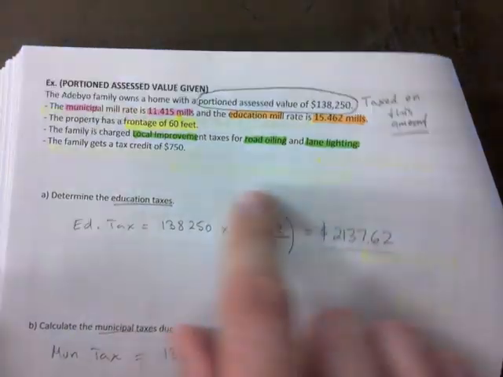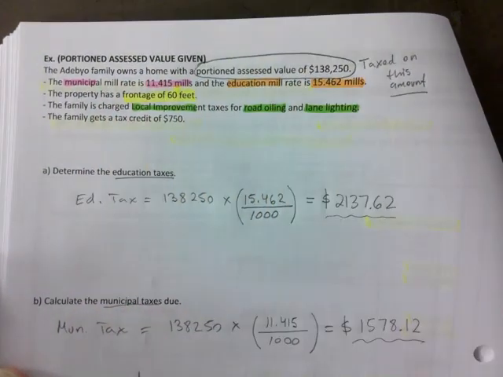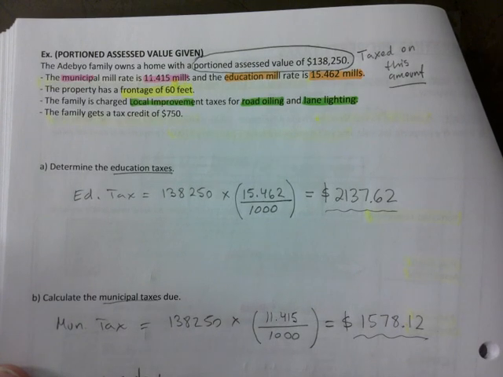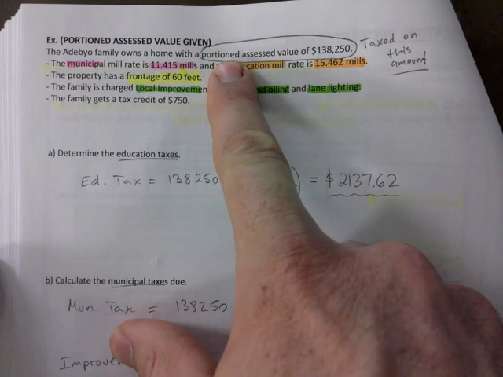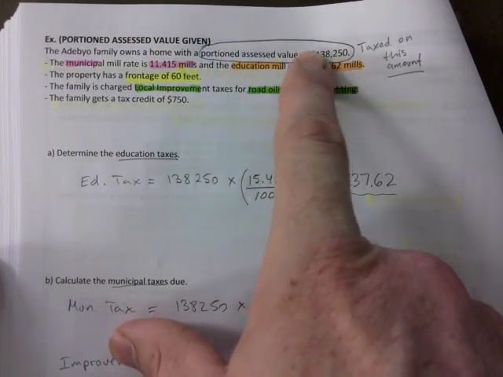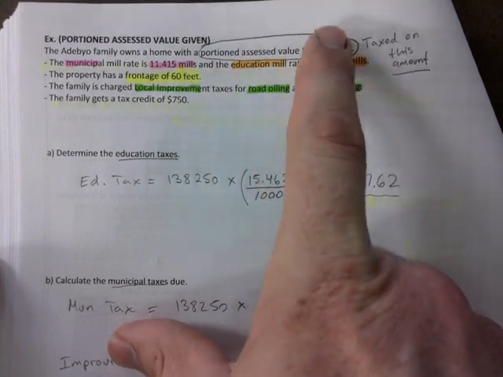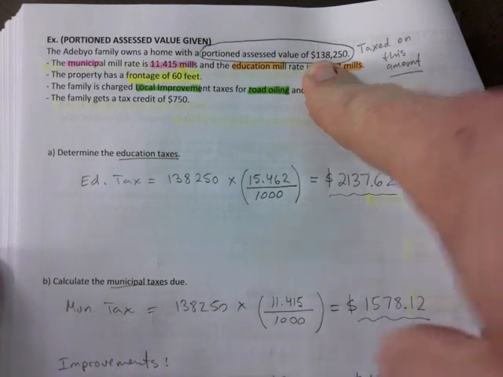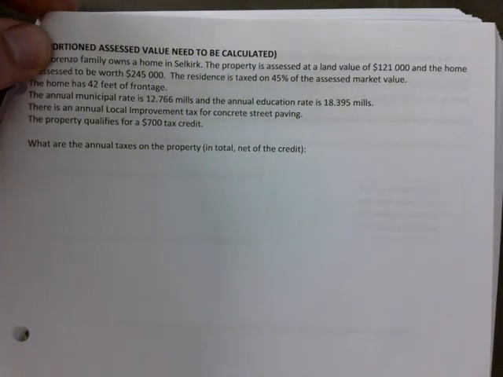So the previous example on page 69, this one, pay close attention. Oh, you can't see. I'm too excited. This one just gave us that portion assessment, right? So this is 45%. This is 45% of the value of the home already given. But if it's not given, we need to figure that out. Okay, so I'm gonna give you one example where you have to actually do that.